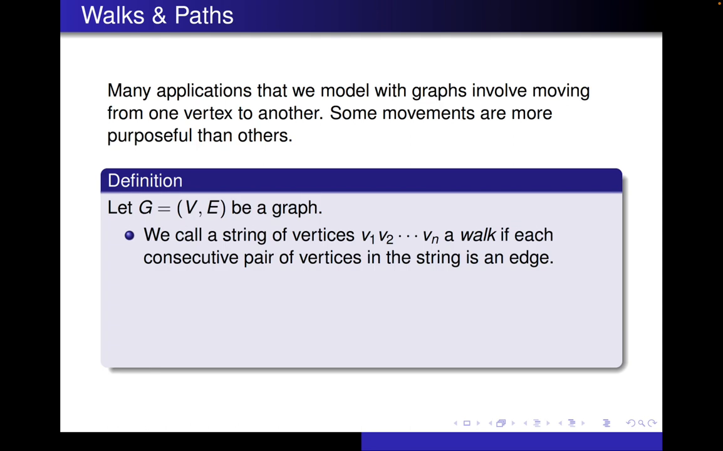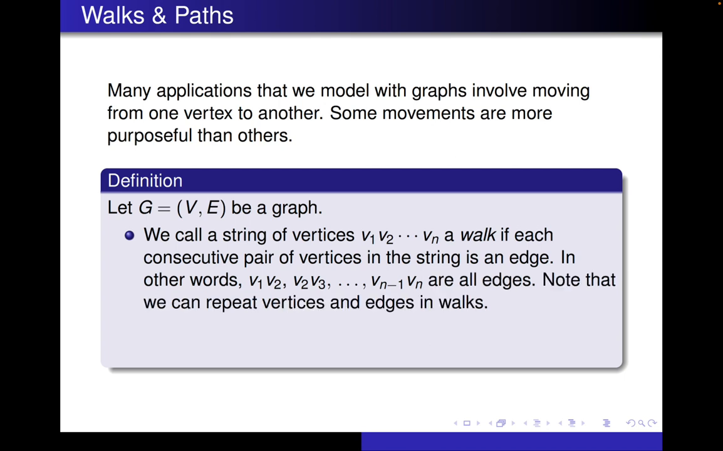So if G is a graph, we call a string of vertices v1, v2, v3, all the way up to vn a walk if each consecutive pair of vertices in the string is an edge. So for instance, v1, v2 is an edge, right? There's an edge between v1 and v2. There's an edge between v2 and v3, v3, v4, etc., all the way up to vn minus 1, vn. That's our last edge in that walk. And those are all edges.